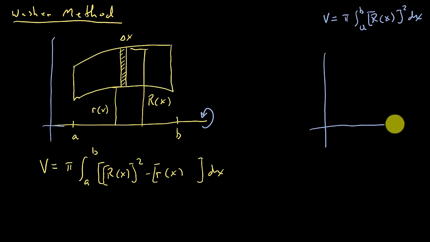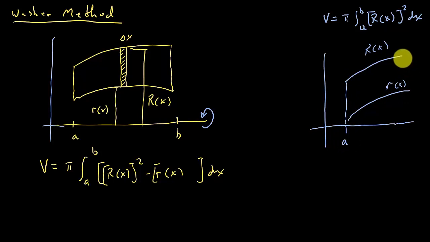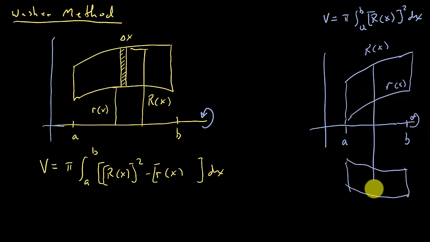So if I look at this, okay, let's say I have a function here and a function here. We'll call this function big R of X, and we'll call this little function little r of X. All right, and if I'm going from A to B, and let's say I want to revolve this about the x-axis. Okay, so let's draw in our rectangle just like we did when we looked at the disk method. Okay, so let's draw that in.